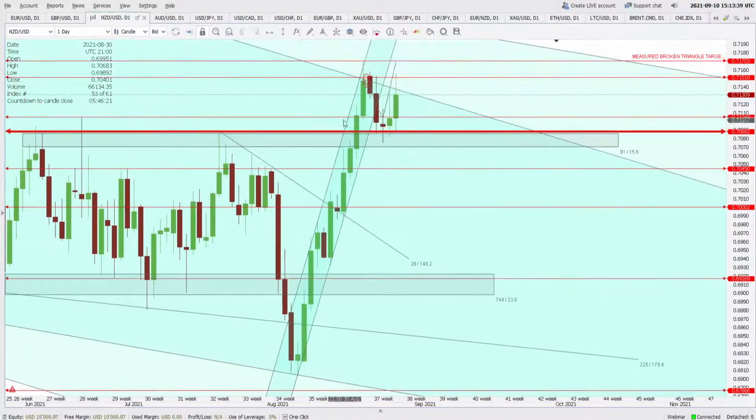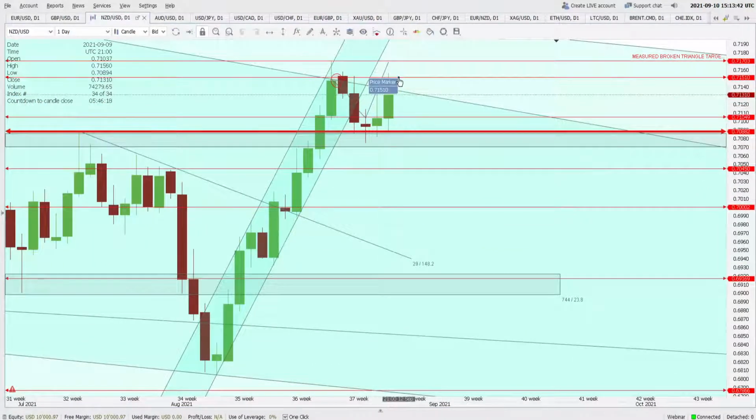New Zealand dollar also was bullish today and has already met the resistance at around 0.7151, which we had marked on our chart.